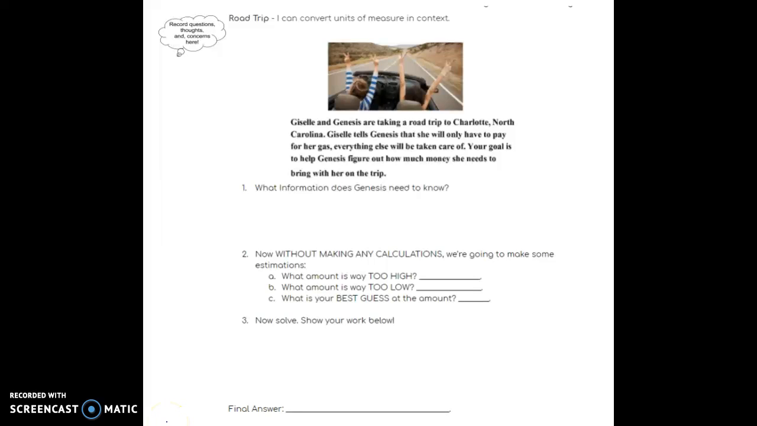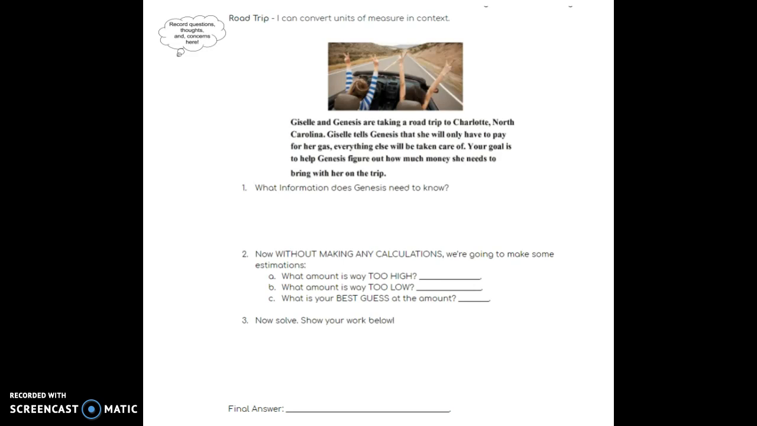Alright guys, you should have finished unit analysis by now, and we're now working on road trip. So Genesis and Giselle are taking a road trip to Charlotte, North Carolina. Giselle tells Genesis she'll have to pay for gas, and everything else is going to be taken care of. So we need to figure out how much money Genesis needs to take on her trip.